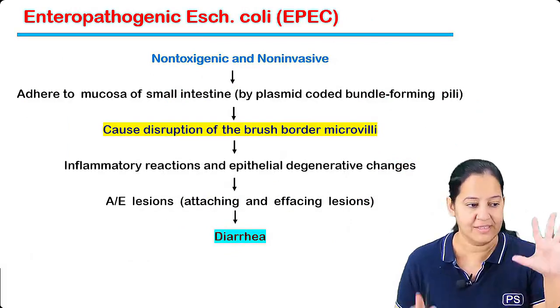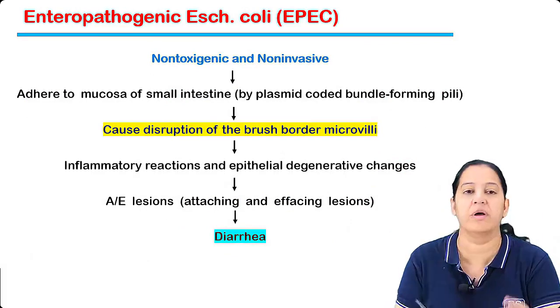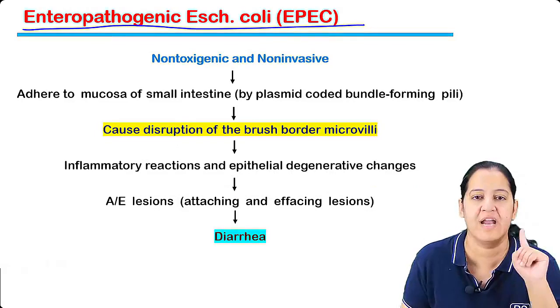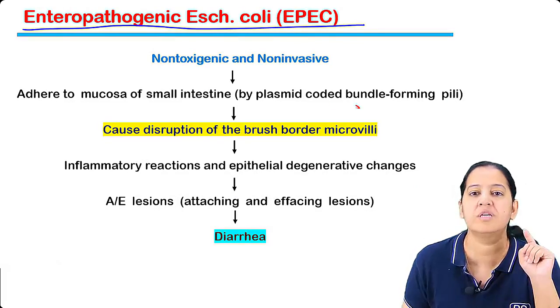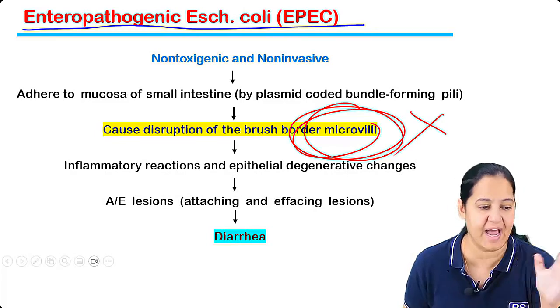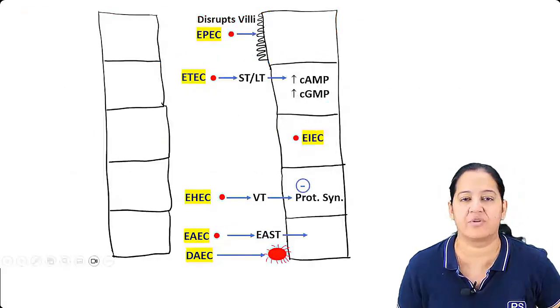Now read the six, they are written in front of you. Have a look. The first one is the enteropathogenic E. coli. What does it do? Just mark one word: it destroys microvilli. That's it. Nothing extra.